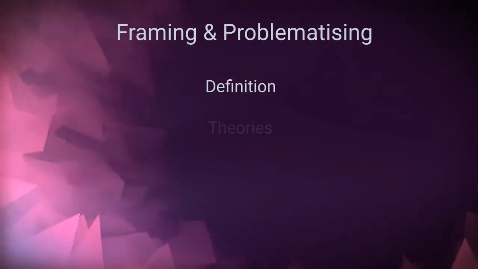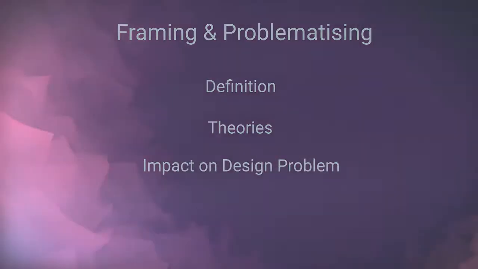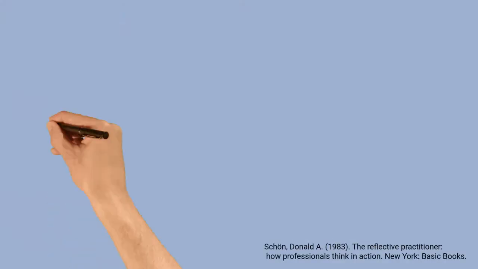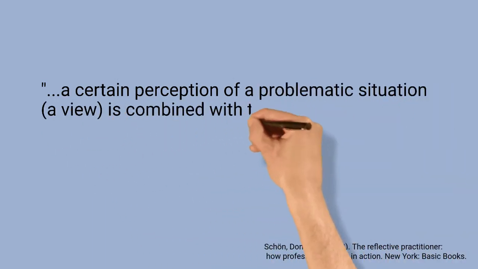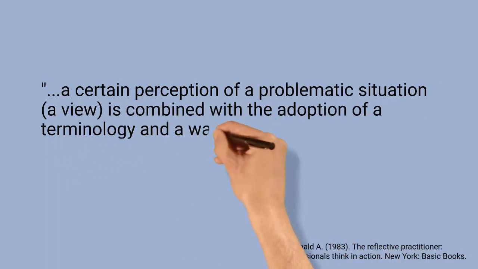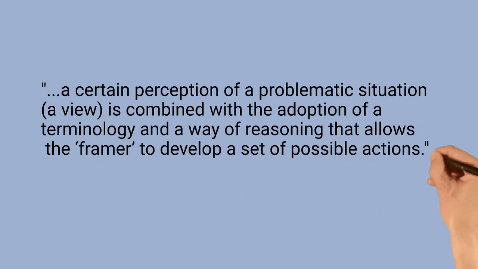In this vlog, I will be discussing the first stage of the design process, framing and problematizing. I will define framing, detail our theoretical choices, and analyze how these impacted on our problematizing. According to Schoen, frames come about when a certain perception of a problematic situation, a view, is combined with the adoption of a terminology and a way of reasoning that allows the framer to develop a set of possible actions.